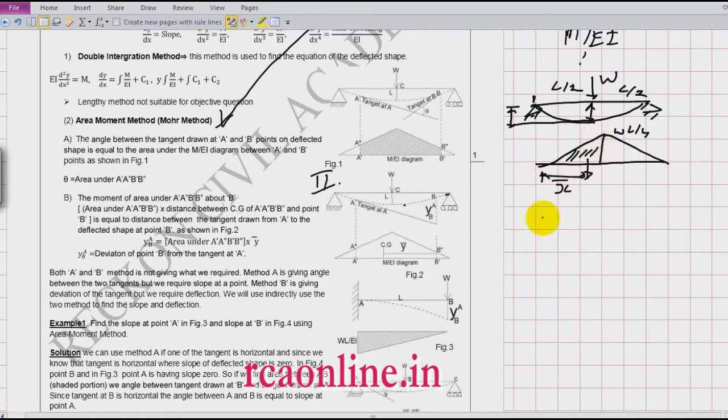That will be equal to this area and its moment at this point. So what is this area? This area is WL square over 16 EI multiplied by x bar. Now what is x bar? It is 2 L by 3 into 1 by 2. Is it okay? So this and this cancels out. So what you get? L by 3. So what is the deflection of the beam? WL cube over 48 EI.